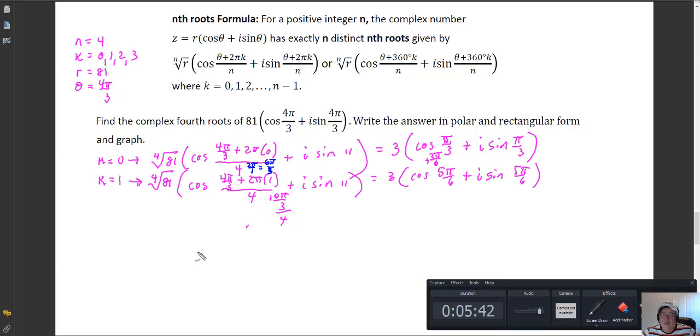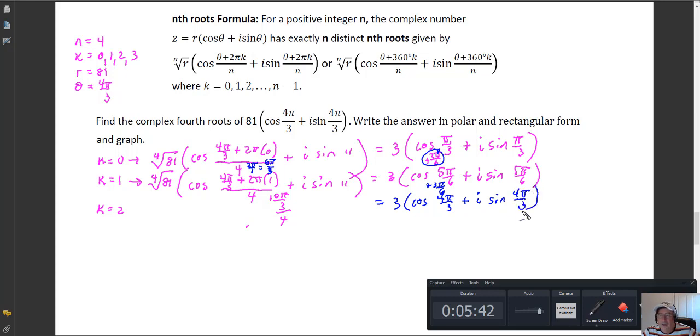Now, if you don't believe me, I'm going to keep going here and show you. Here's a shortcut if you see it. If you don't, you could put k equals 2 in here and keep doing it. So when k is 2, I change colors here. It's going to be 3 times the cosine of, so notice there was a difference of 3 pi over 6 here. If I go 3 pi over 6 plus 5 pi over 6, this will be 8 pi over 6, or 4 pi over 3, plus i sine 4 pi over 3.